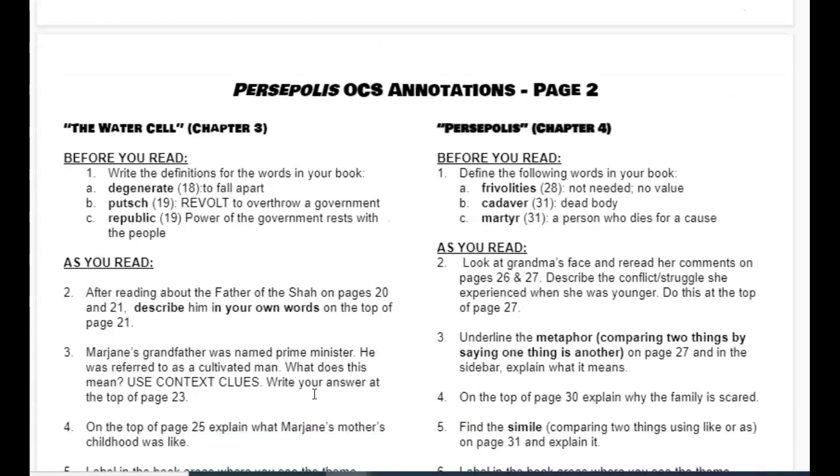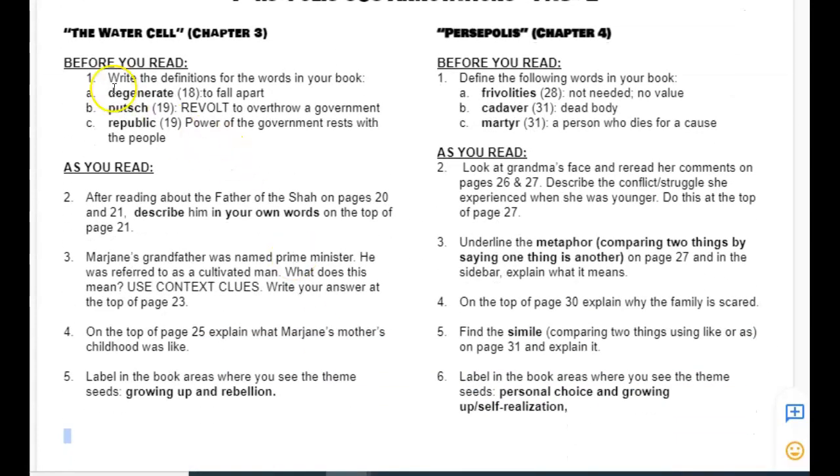For each chapter, the first thing you're going to do is write the definitions in the book. You're going to write the definition on the page right over the word. Then as you read, you're going to answer the questions that I've asked you on this page, and you're going to make sure that you do it in your very own words every time. You're not to look any of these answers up on the computer. All of it's on your own. And you're going to write the answers where the paper tells you to.